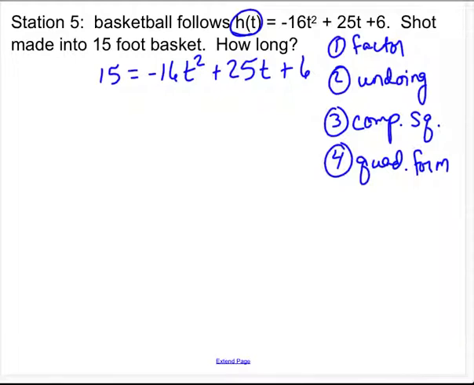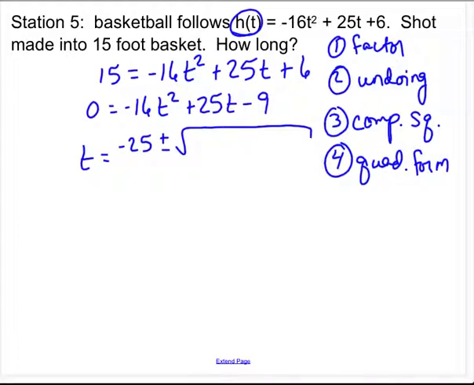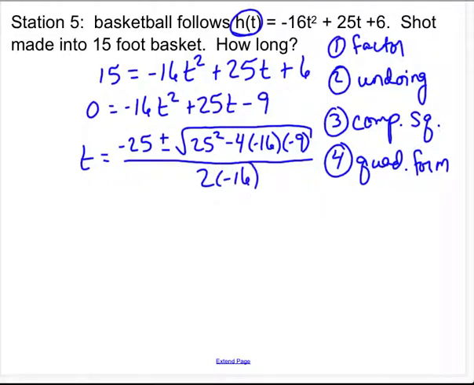In order to use the quadratic formula, you have to have your equation equal to 0. So I'm going to subtract that 15 from both sides. And then the quadratic formula, we saw earlier: t equals the opposite of b, plus or minus the square root of b squared minus 4 times a times c, all over 2a. Because this question is how long does it take, we're not going to get an exact answer on this one. We're going to go ahead and get a decimal.